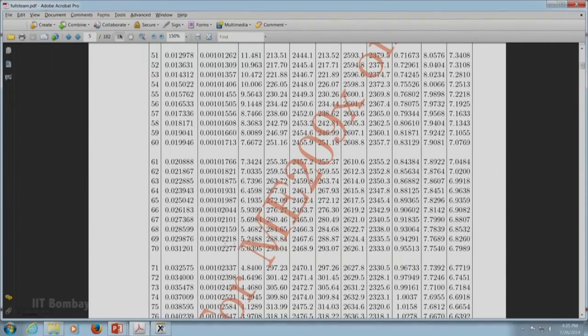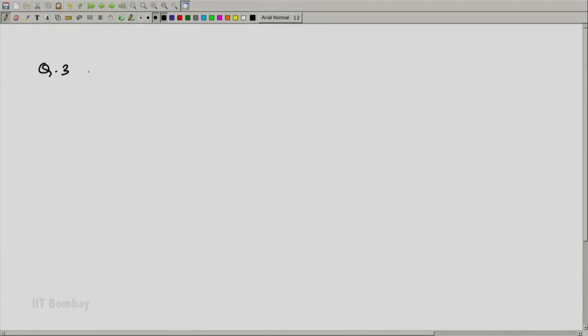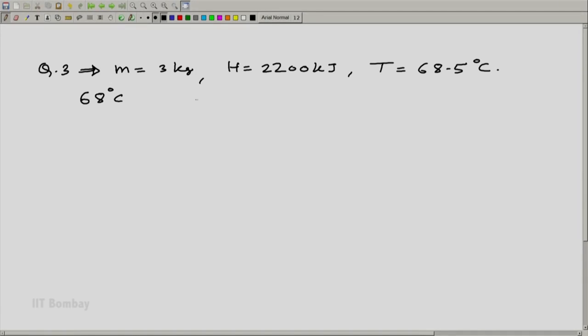So note down the values for 68, note down the values for 69 and go back to the calculation. After noting all those values, let us solve question number 3. What is given to us is m equal to 3 kg, H equal to 2200 kilojoules, and temperature 68.5 degrees centigrade. We had values for 68 degrees centigrade and for 69 degrees centigrade.